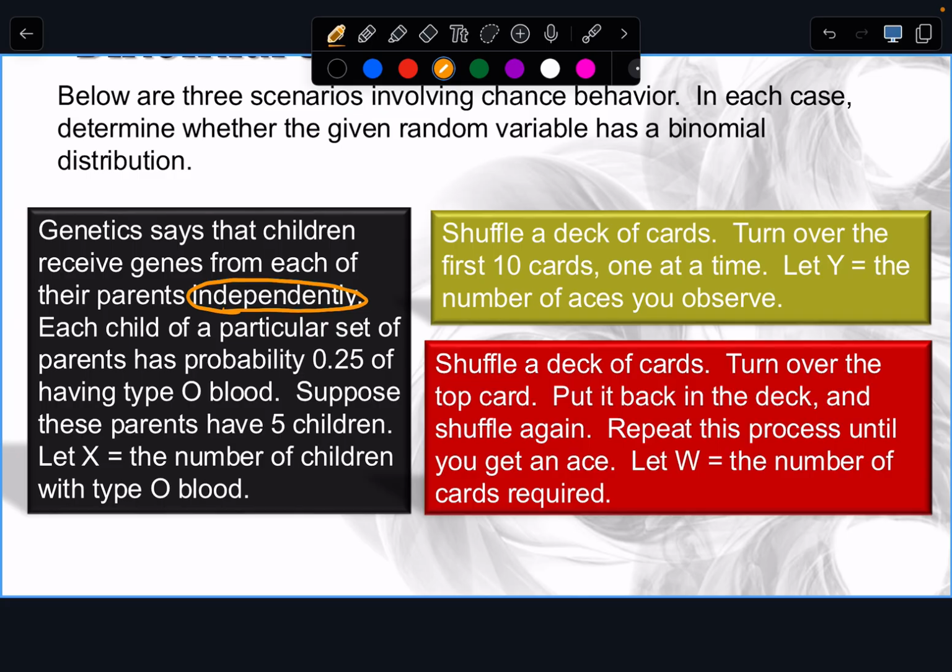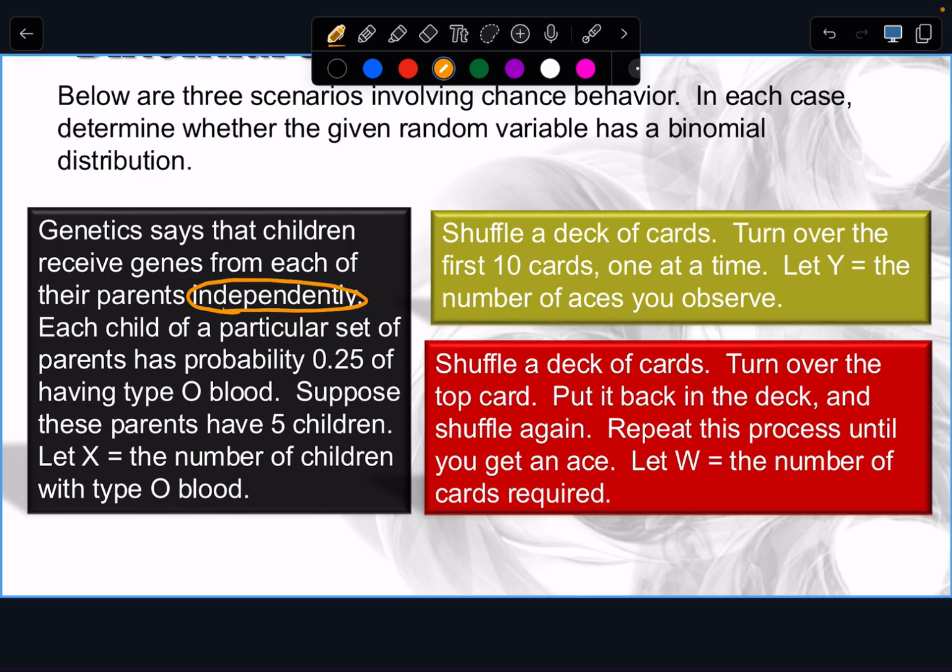In the second example, the one in yellow there, we shuffle up a deck of cards, turn over the first 10 cards one at a time, let y equal the number of aces you observe. So as we examine this setting and try to establish whether or not it's a binomial setting, are there only 2 outcomes we're interested in? Yeah, either we get an ace or we don't. So a success would be an ace, a fail would be anything else.